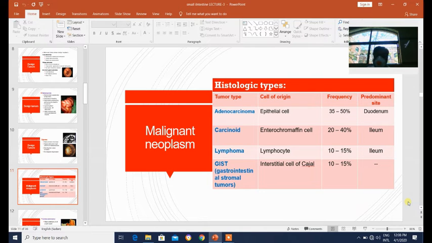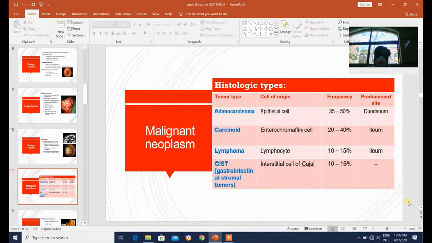The second variety is carcinoid, and the cells of origin for carcinoid tumors are enterochromaffin cells. These are present in 20 to 40% of malignant tumors of the small intestine, and the most prevalent site of involvement is the distal ileum. The third variety is lymphoma, and the cells of origin are lymphocytes. It involves the remaining 10 to 15% of malignant lesions of the small intestine. Here again, the most common site of involvement is the ileum.